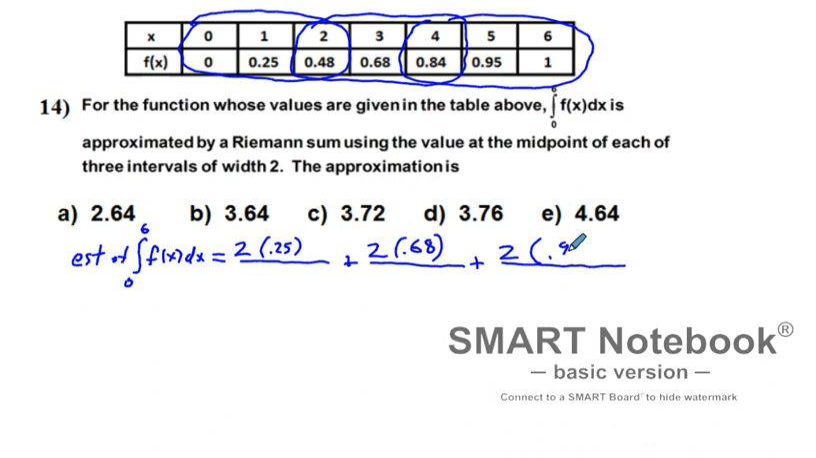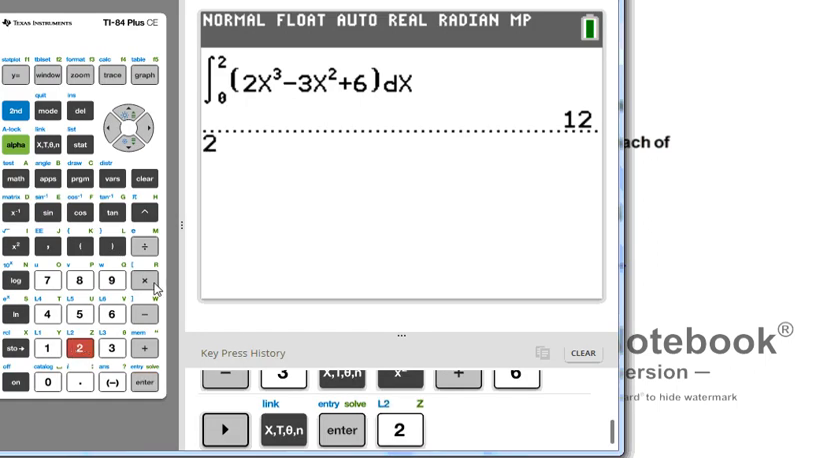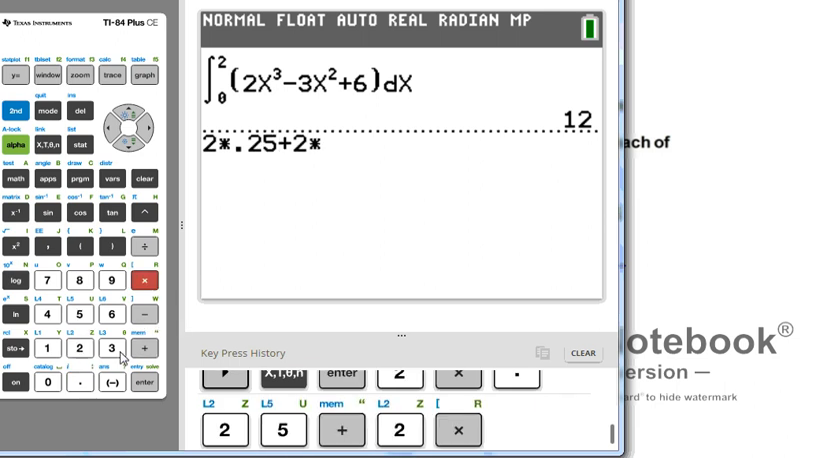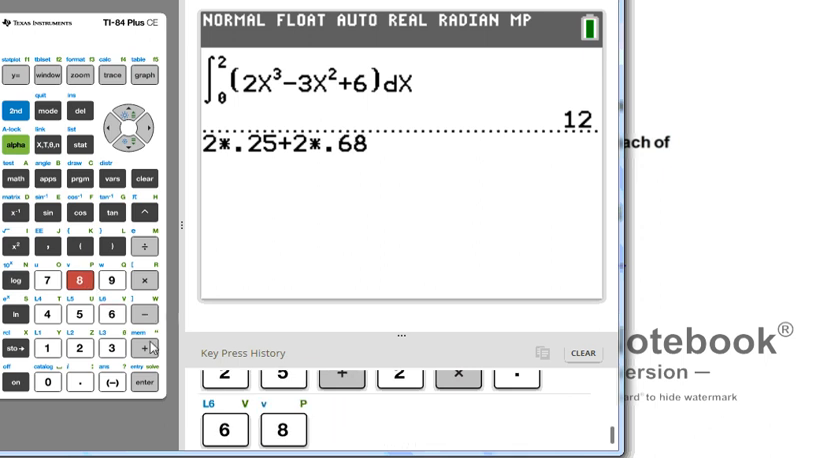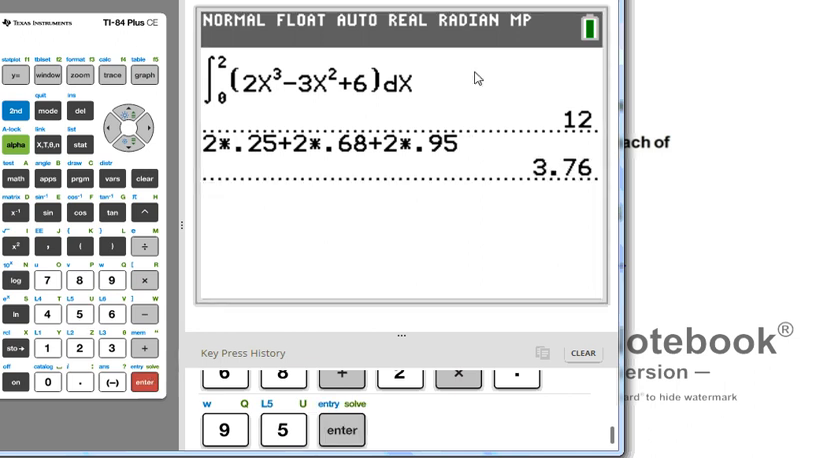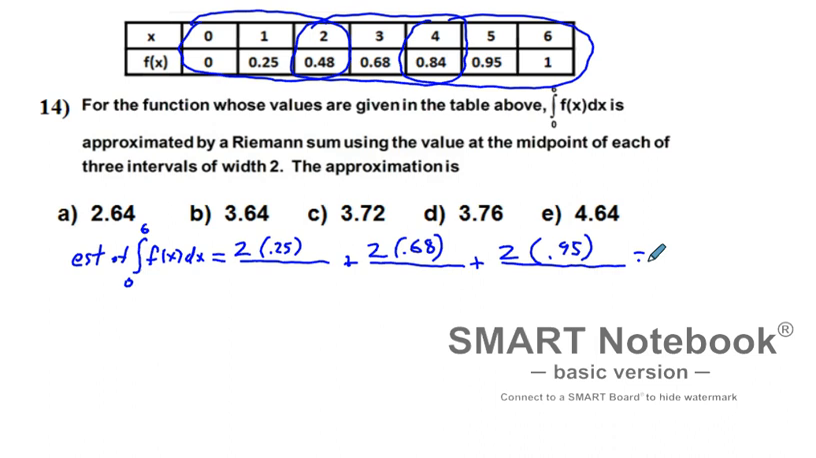Now this could be done without a calculator, but we can use a calculator according to what we have. So let's just go ahead and put this in here now. 2 times 0.25 plus 2 times 0.68 plus 2 times 0.95, we get 3.76. Answer choice D. Okay, next.